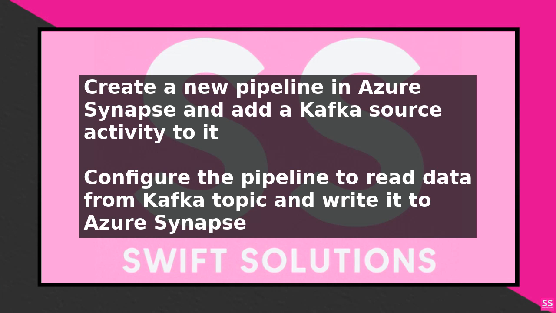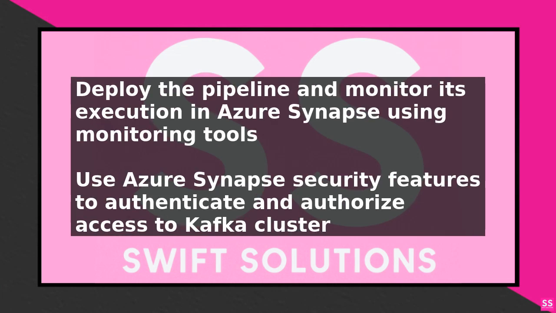Best practices for Azure Synapse ingestion from Kafka. To ensure successful ingestion of data from Kafka into Azure Synapse, follow these best practices. Ensure that the Kafka cluster is properly configured and scalable to handle high-volume data ingestion. Use Azure Synapse's built-in security features to authenticate and authorize access to the Kafka cluster. Monitor the pipeline execution and troubleshoot any issues that may arise during ingestion.